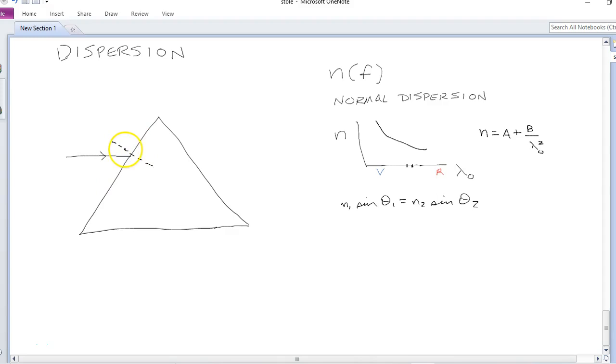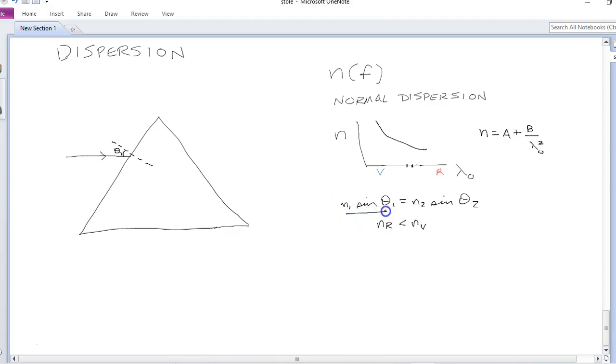So this is the angle from the surface normal to the ray. That's going to be theta 1. Okay, so now we have to look at the refracted ray, the angle theta 2. Now remember, N red is less than N violet. So let's just look at the two extremes, red and violet. For normal dispersion, N red is less than N violet.